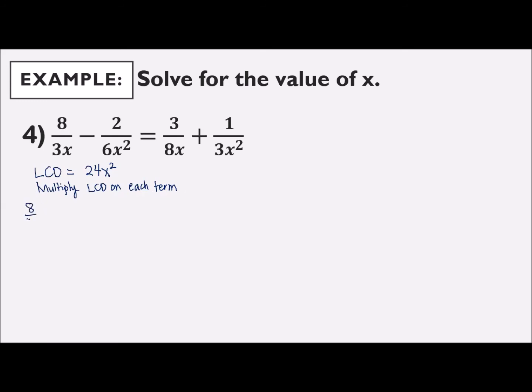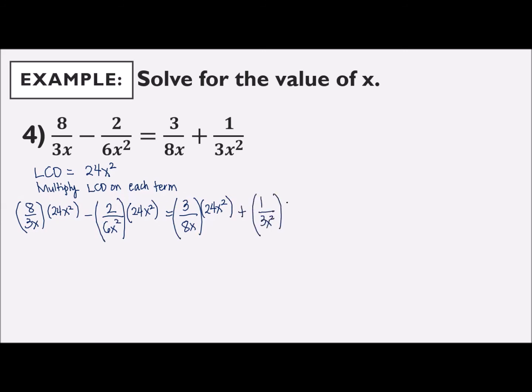So, 8 over 3x times 24x squared minus 2 over 6x squared times 24x squared is equal to 3 over 8x times 24x squared. Lagyan natin ang parenthesis para malinaw na multiplication to. Ito na po tayo. Sa last one, 1 over 3x squared times 24x squared. Then do the cancellation again. Okay? So, dito, hindi basta-basta magka-cancel kasi may matitira.